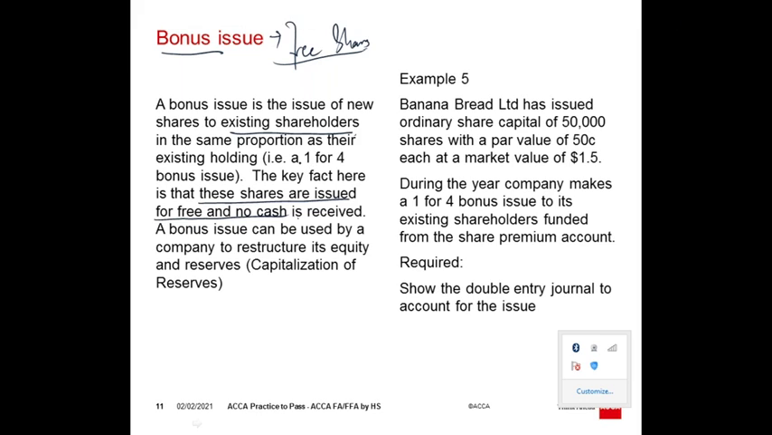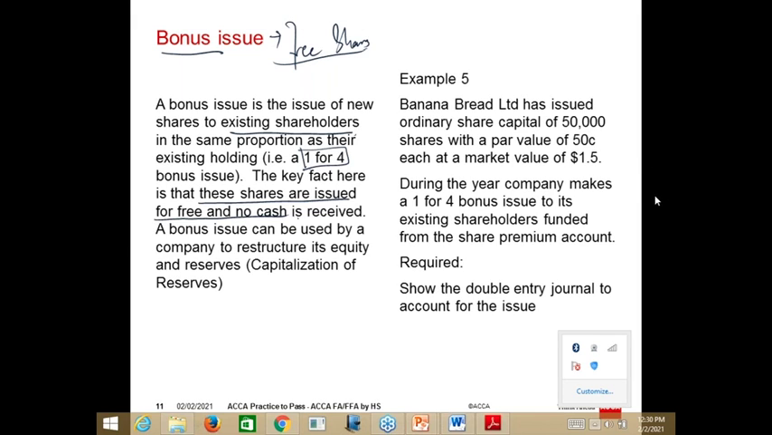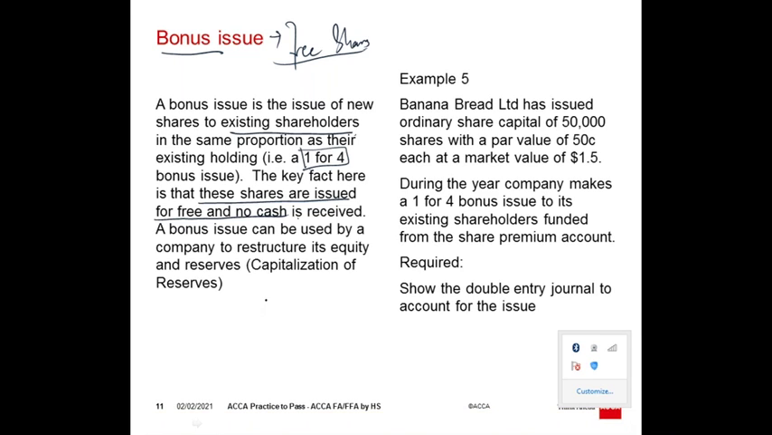And in a particular proportion, 1:4. What is the meaning of 1:4? 1:4 means for every 4 shares, you will get 1 bonus share. That means if you have got 8 shares, you will get 2 new bonus shares. The company can give the bonus shares in any proportion. So sometimes it is very difficult for the students to handle the proportionate share. So you can simply divide 1 for 4 means 1 upon 4. That means 25% bonus. So whatever number of shares that you have, you will get 25% bonus share.